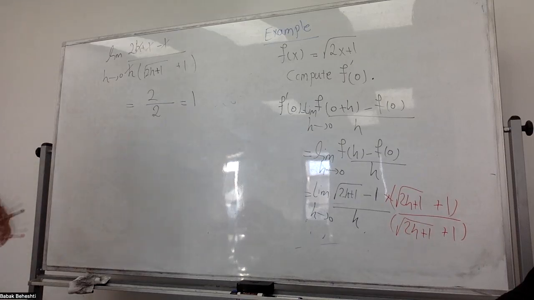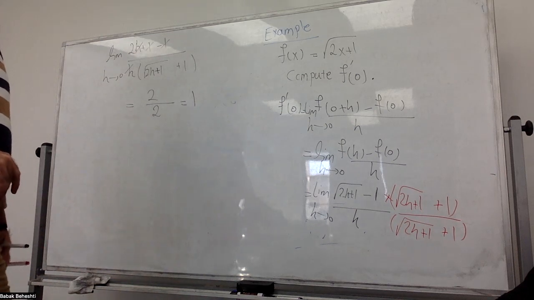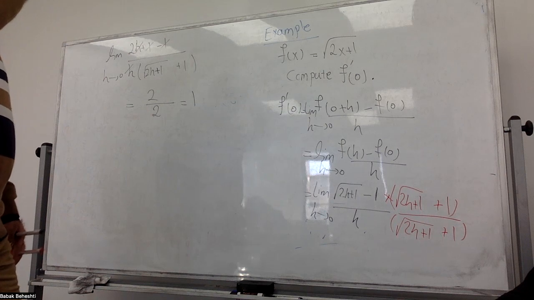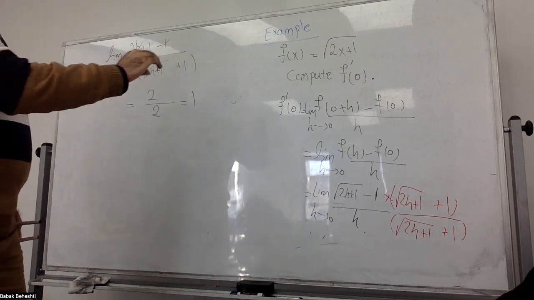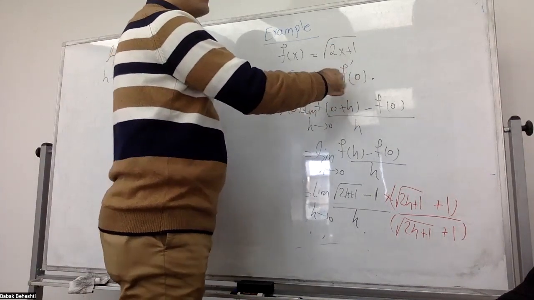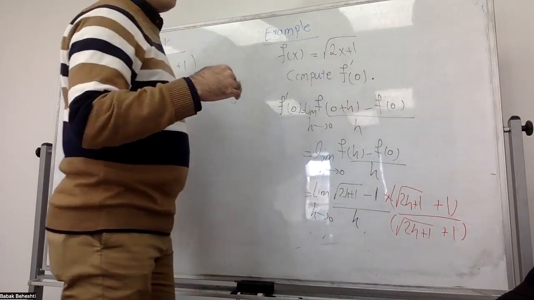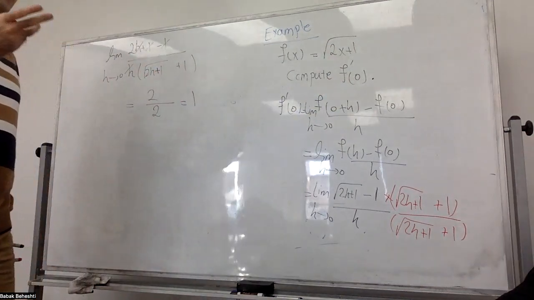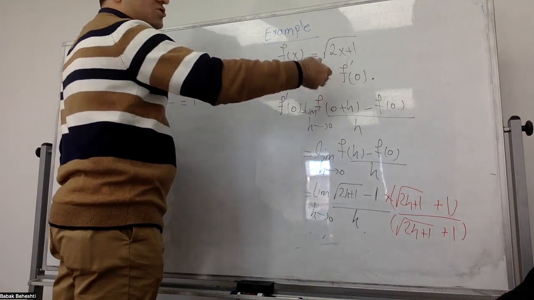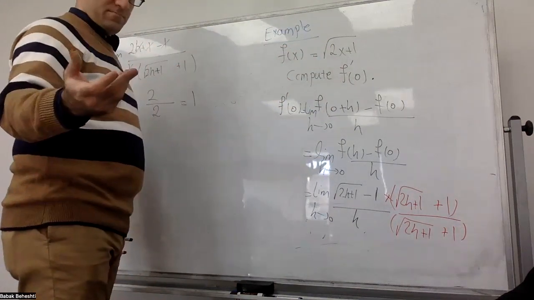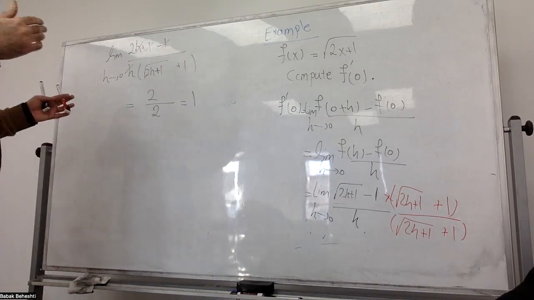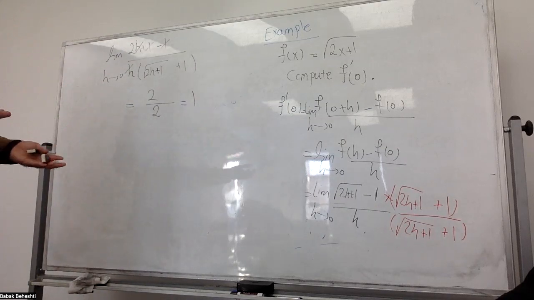Now, next step, what we do is, here I give you a point. So I specify a particular point. What if I want to find an expression for f prime at a general point, like x? So this is called the derivative of f as a function.